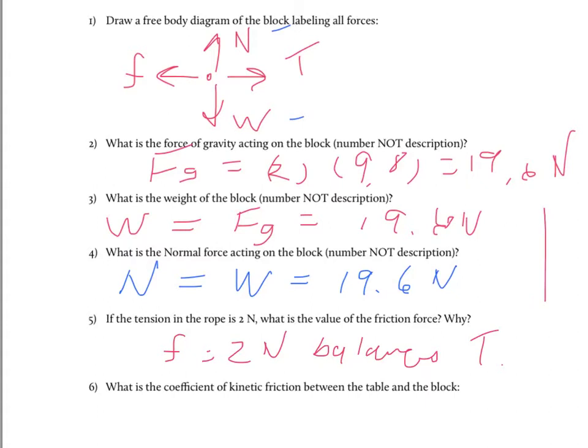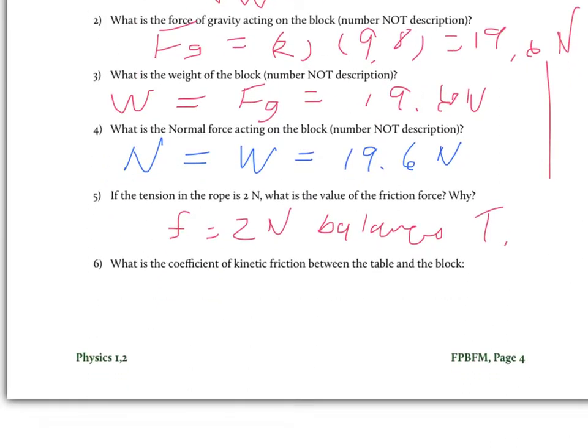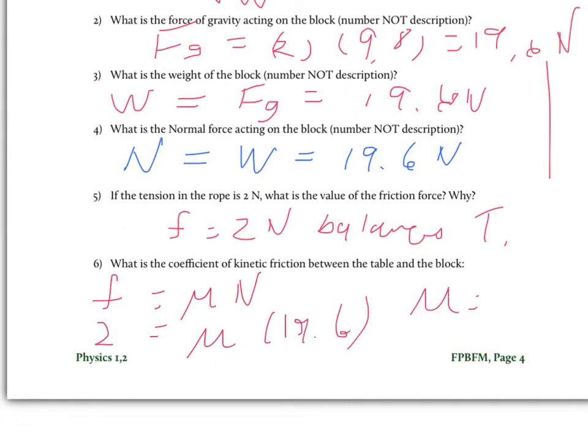And then finally, we want to know what is the coefficient of friction between the table and the block. So again, if we look at that, we're just going to use the formula friction is mu times normal, and that is going to be 2 equals mu times 19.6. And so I would expect you to solve for mu. And you should get around, I'm just going to round here, a little bit over 0.1, so 0.1, maybe 0.8 or something like that.